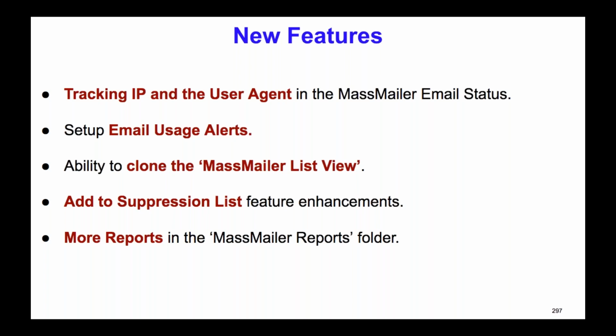And then the email usage. Currently, you can see the usage when you go to the setup. Now you can set up alerts right within MassMailer itself, meaning if you reach 50%, 60%, 70%, whatever it may be, you'll come to know how much the usage is. Now you can also clone the MassMailer list view. Previously you had to drag and drop all the fields to clone the list view. Now you can just click on a button and clone the list view very easily.